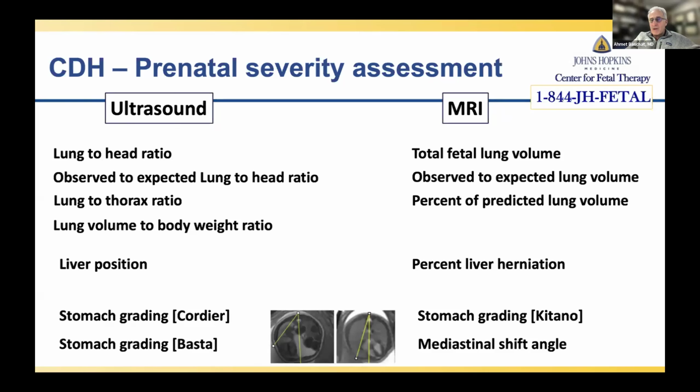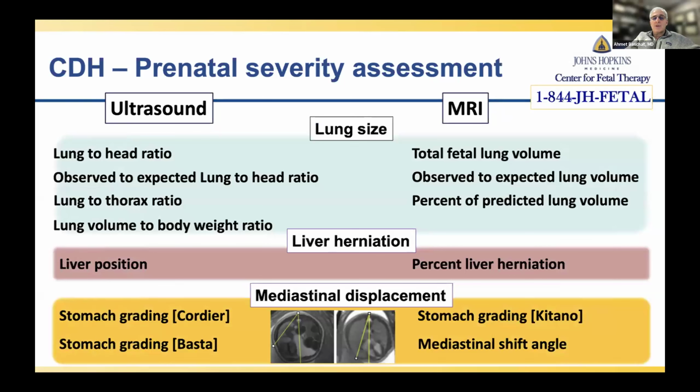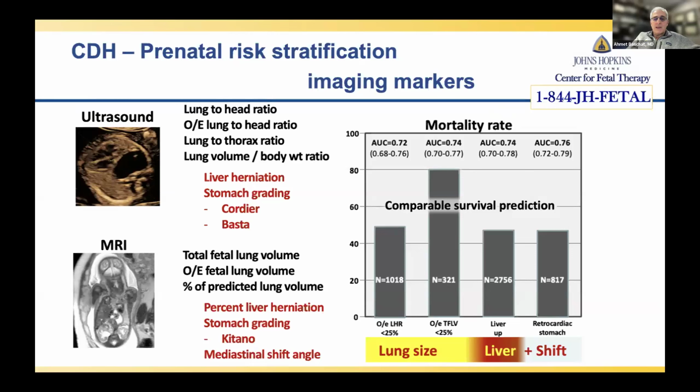If you look at all these variables and try to parse out what they're telling you, well, the lung measurements tell you about relative lung size. The liver herniation is the position and the percent liver herniation. And the other variables tell you about the degree of mediastinal displacement. All of these depend on the size of the hernia and therefore correlate with survival. And when you compare all the different variables, and this is a more recent meta-analysis, it is really fairly comparable.